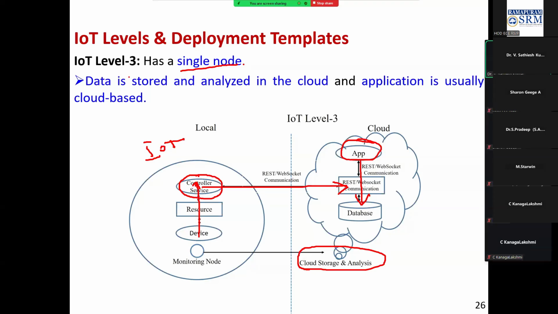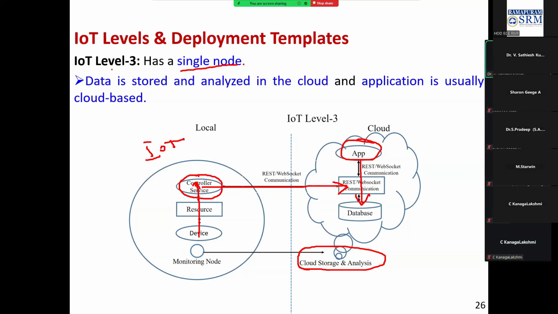So what is level 1? Our IoT device is going to gather the data, actuate, and do processing on the local side, and the data will be stored on the local side. The application is going to make use of the data stored on the local side. In level 2, the IoT device gathers the data and does some analysis on the local side, but the storage is in the cloud side, and the application makes use of the data in the cloud side.